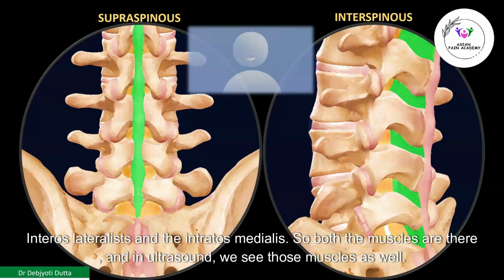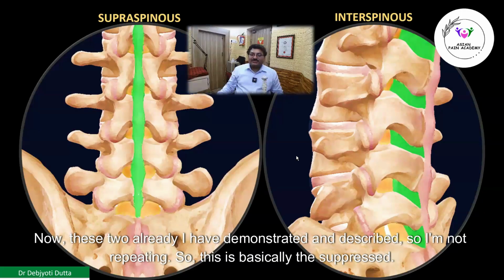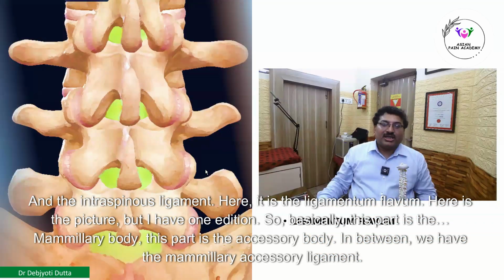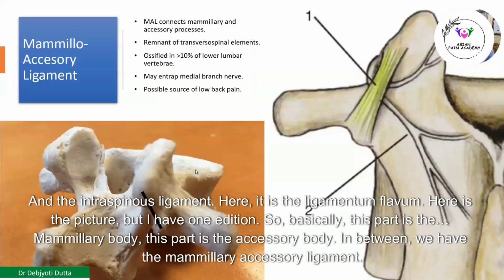Now, these two I have already demonstrated and described, so I'm not repeating. This is basically the supraspinous and the interspinous ligament. Here is the ligamentum flavum. Here is the picture that I have already shown.